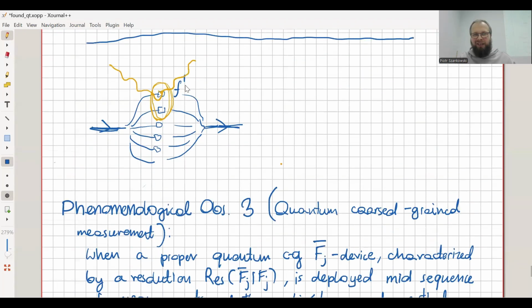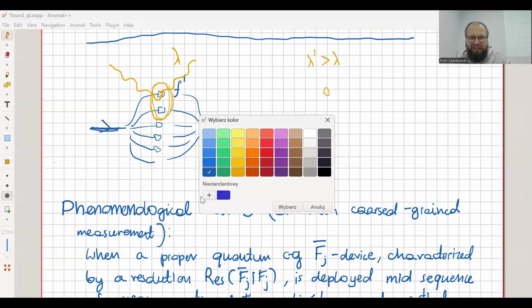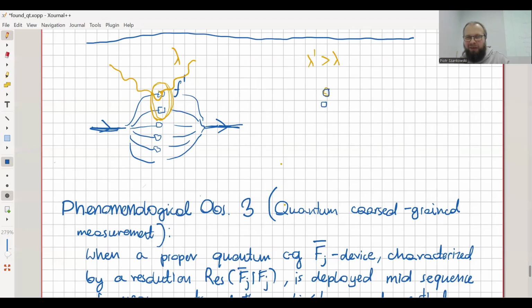Jumping for a second to this cartoonish model of measurement, this kind of shows how coarse graining is achieved. In this model, if you make your wavelength of light longer, you are essentially being more coarse grained, right? So this is some wavelength lambda. If I go to some lambda prime bigger than lambda, I mean, I'm sure you know where I'm going.